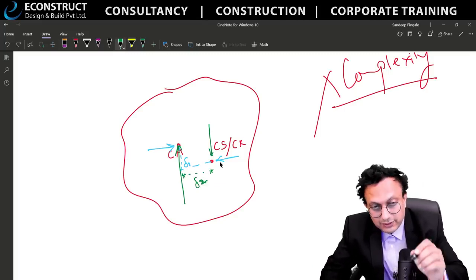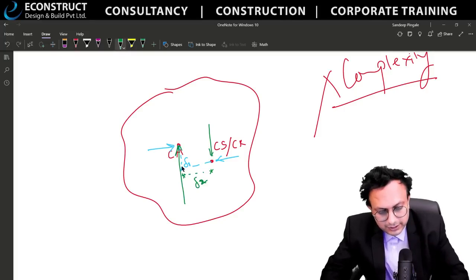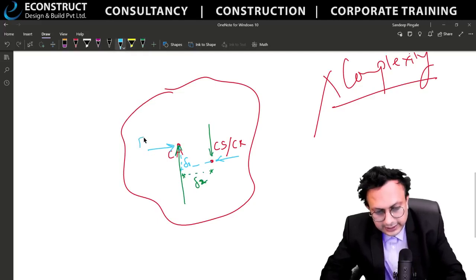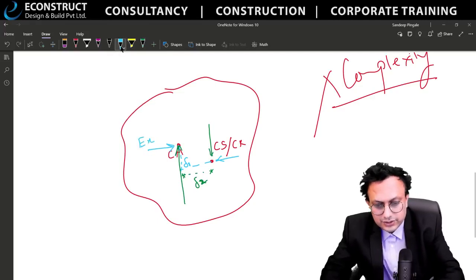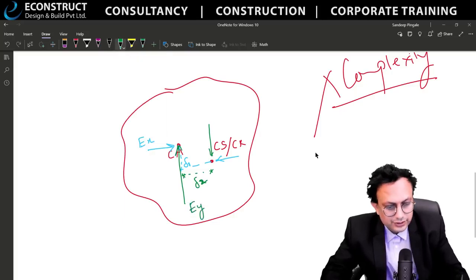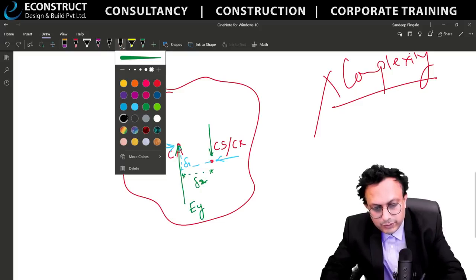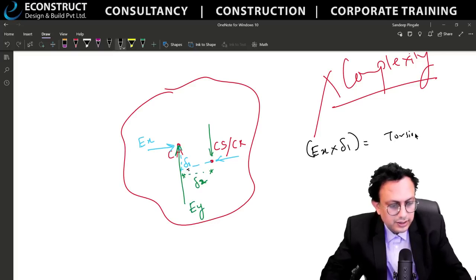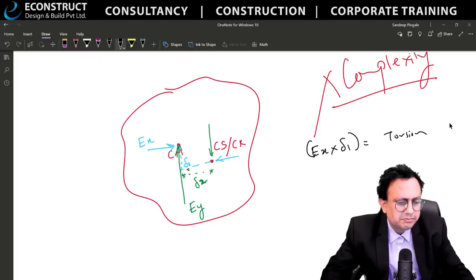So let's give certain figures actually over here. So let's say, for example, this one is, let's say, EX, which is earthquake force in X direction, all right? And this is, let's say, EY, which is earthquake force in Y direction. So what happens is, when it comes to the numerical equations, you will see that delta EX multiplied by, this is delta 1. Okay, this would be the torsion. What kind of torsion? It is the actual torsion, I'll just say.